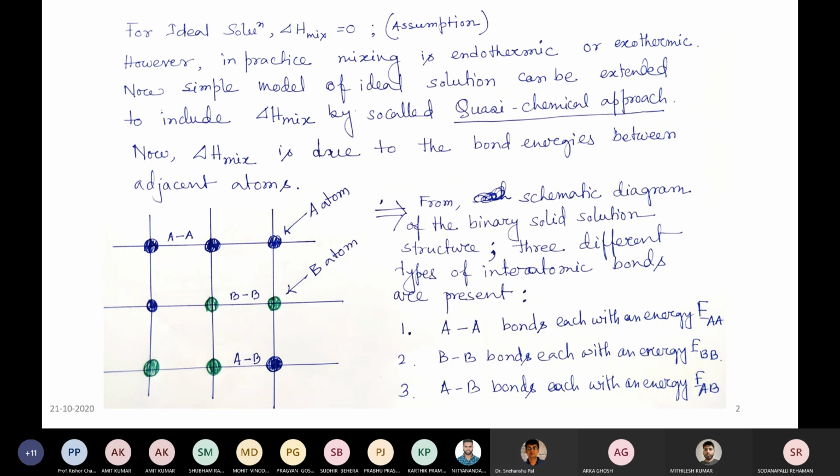What will be the supporting considerations? One is that the volumes of pure A and B are equal and do not change during the mixing process, so that the interatomic distances as well as bond energies are independent of composition. Now if you see the picture, from the schematic diagram you can understand that AA bonds each have an energy EAA, BB bonds each have an energy EBB, and AB bonds have energy EAB.